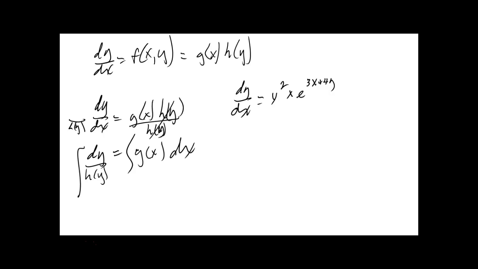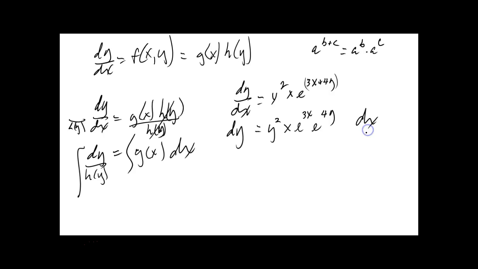Until I ask you, what are our rules for exponentiation? If you had, let's just take any old base, a to the b plus c, what does that mean? a to the b times a to the c. Isn't that what it means? If you have the same base, different exponents, and they're multiplied, keep the base, add the exponents. So let's do the same thing here. This could be written as y squared x e to the 3x e to the 4y. Now they're separable, right? So let's write it as dy and a dx over here. Let's divide both sides by y squared e to the 4y.